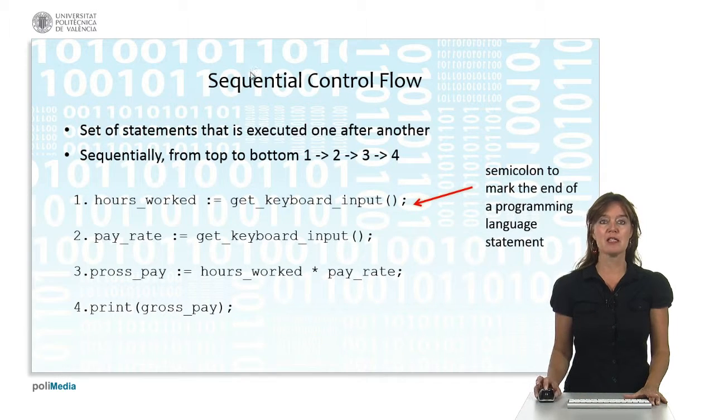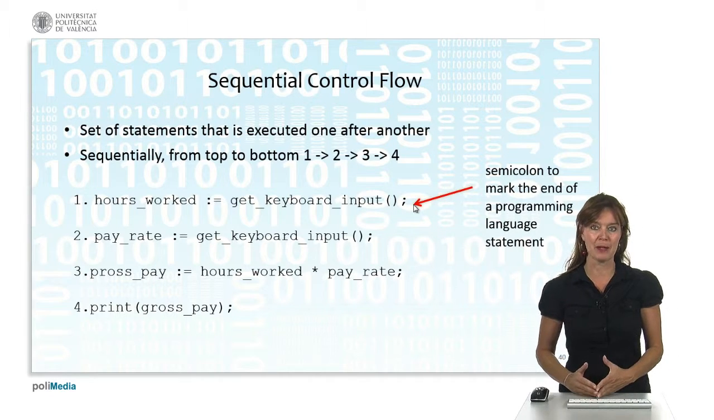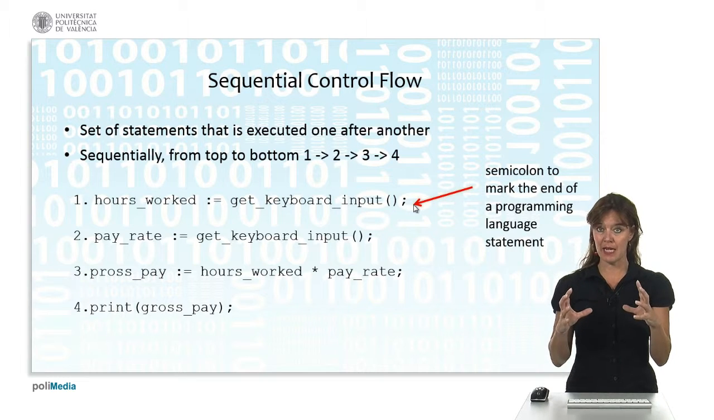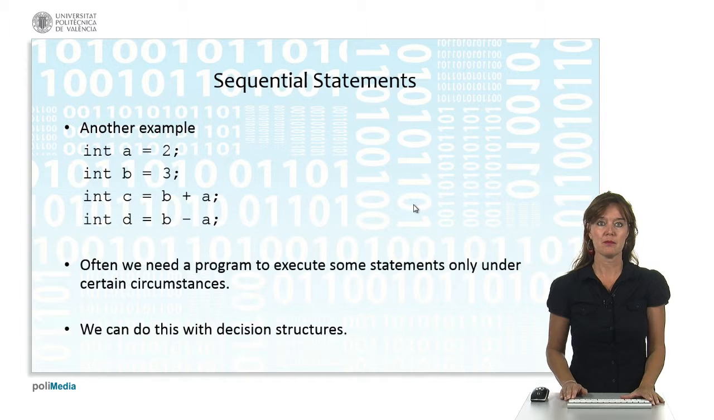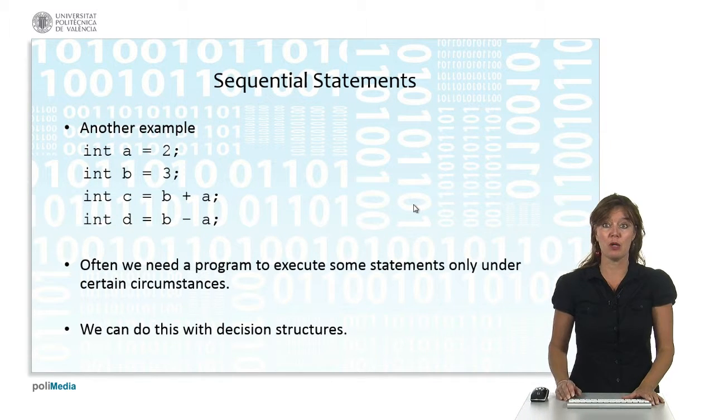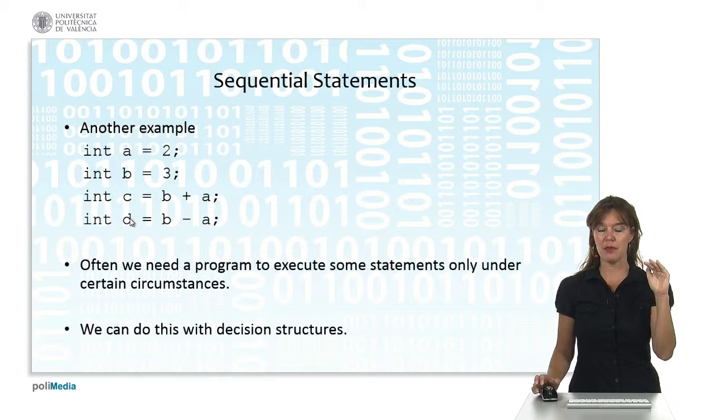So you see here a sequence of statements. It's good to note this semicolon here, that in most programming languages always marks the end of a program language statement. So it indicates sequentially the statements that need to be executed. Here's another example of a sequential program. We assign 2 to A, we assign 3 to B, we add B and A, we store the result in C, and we subtract B minus A, and we store the result in D. So one statement after another.